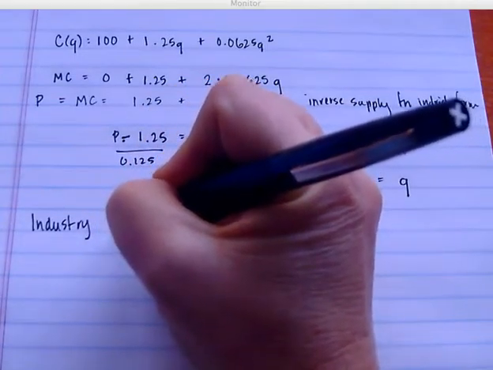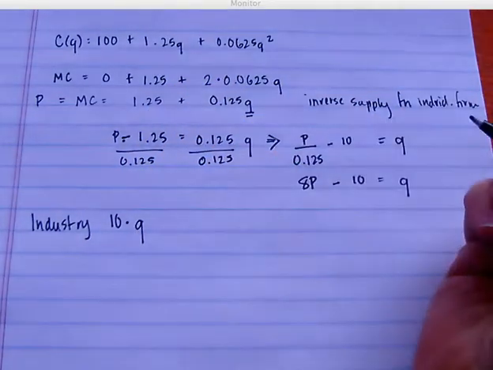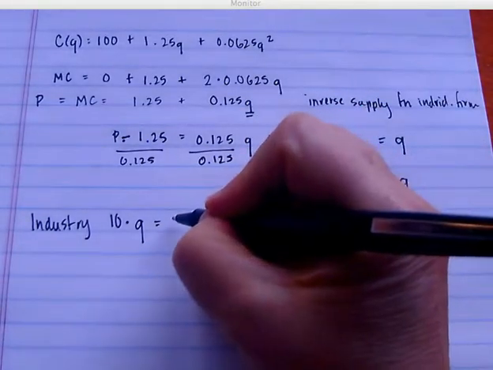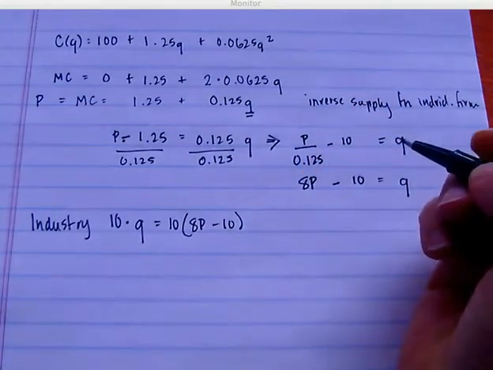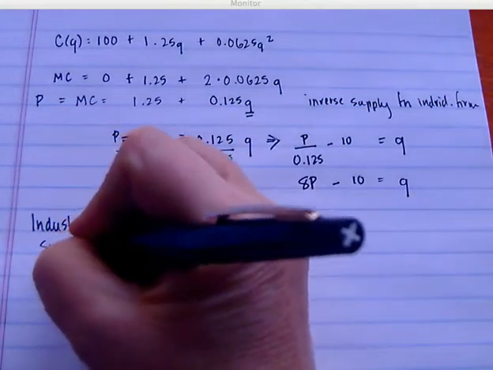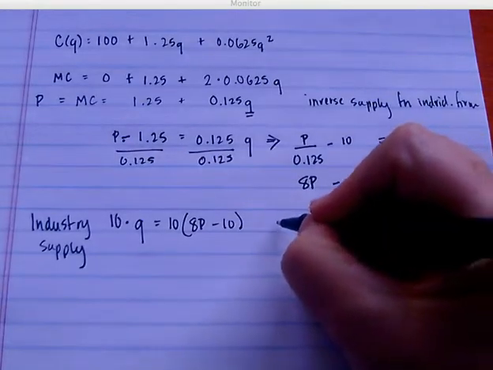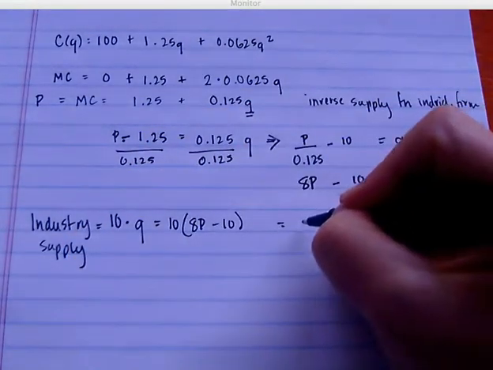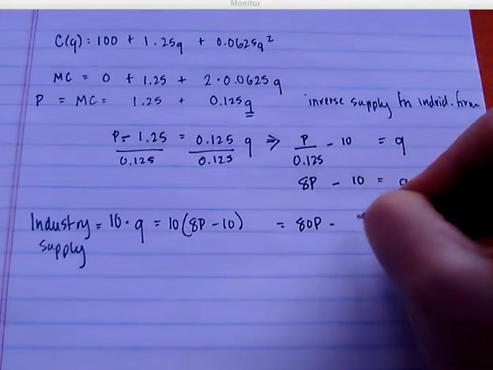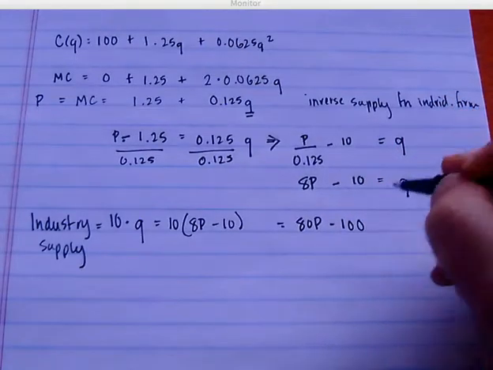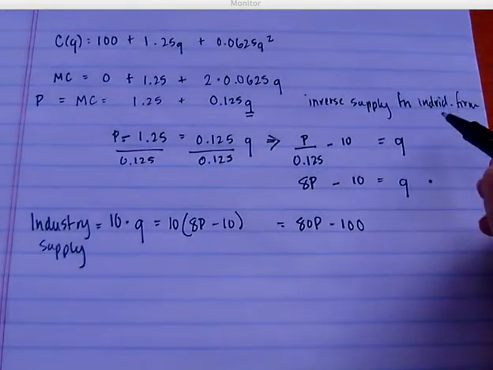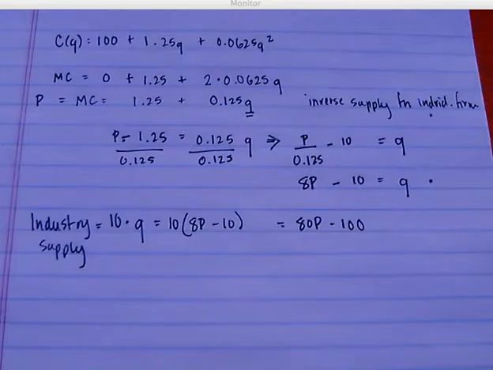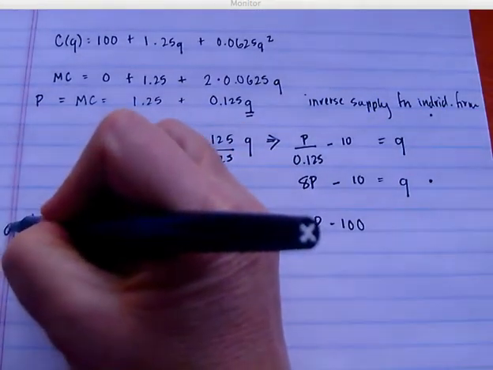So we're going to do 10 times what an individual firm would do. And an individual firm is going to do 8p minus 10. So if we multiply that all the way through to get industry supply, what we're going to get is that industry supply is equal to 80p minus 100. Okay, so this is the industry supply curve. We have the individual supply curve, and we have the inverse supply curve for the individual firm. Okay, so that's the answer for part A.